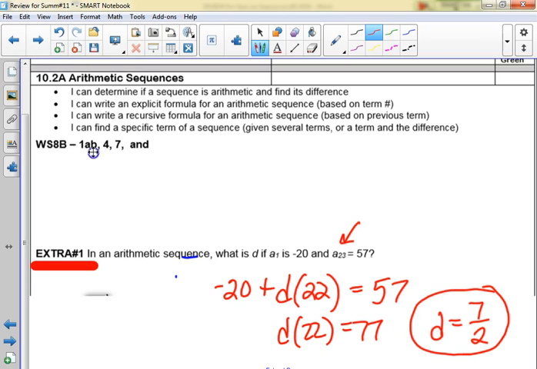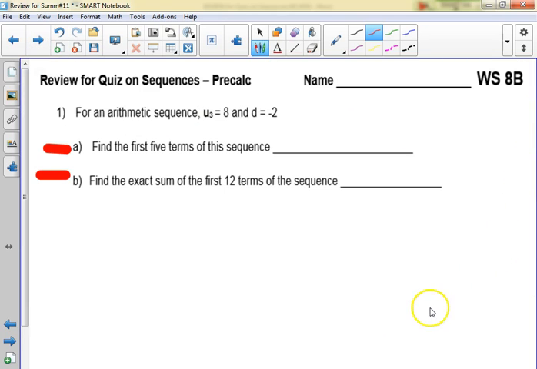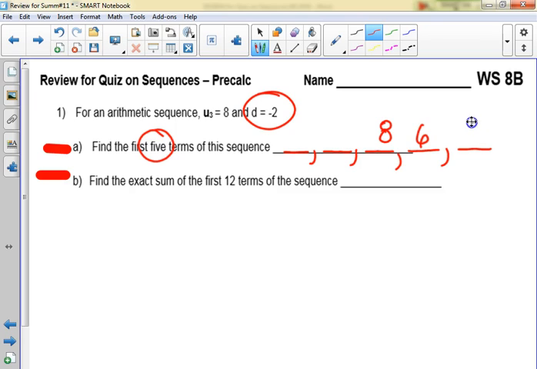All right, now on worksheet 8B, it says we're to do 1AB, 4, and 7. So please don't stop me in a minute to ask where these are coming from, okay? These are on 8B. Says the third term is 8. 1, 2, 3. And the difference is -2, and it wants the first 5 terms. So what comes after 8? Says we're going down by 2s, right? So we'd have 6 and 4, and going back this way, 10 and 12. Are we good?